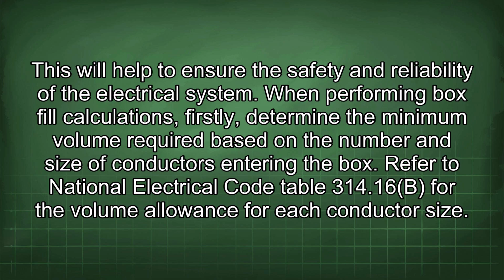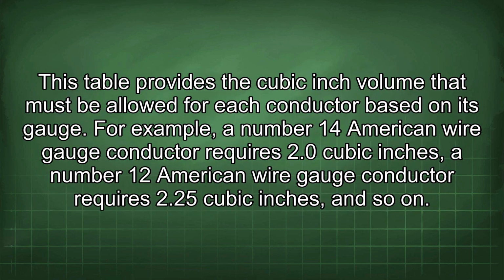When performing box fill calculations, firstly determine the minimum volume required based on the number and size of conductors entering the box. Refer to National Electrical Code Table 314.16(B) for the volume allowance for each conductor size. This table provides the cubic inch volume that must be allowed for each conductor based on its gauge. For example, a number 14 American wire gauge conductor requires 2.0 cubic inches, a number 12 American wire gauge conductor requires 2.25 cubic inches, and so on.